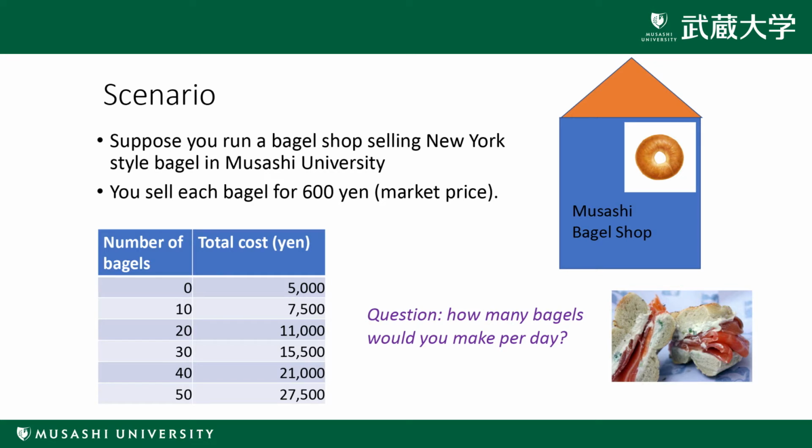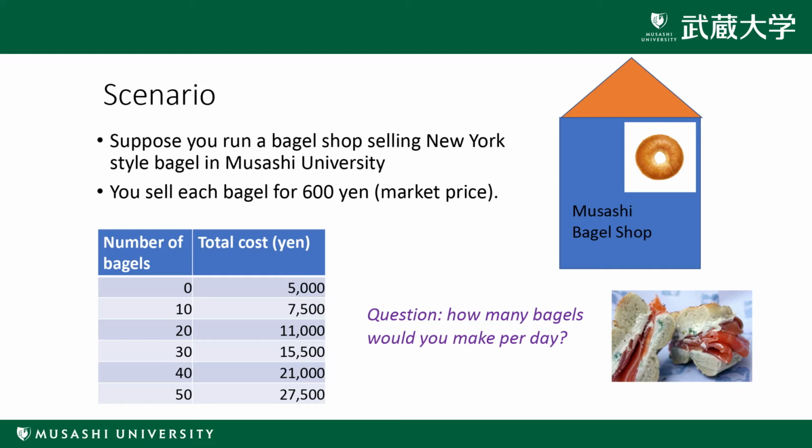Let's start with a scenario. Suppose you are going to run a bagel shop in Musashi University. There is no such bagel shop right now, right? So bagel shop, do you know bagel? You know it, right? So bagel in Nihongo. And then we're gonna sell this New York style bagel. Do you know what is a New York style bagel?